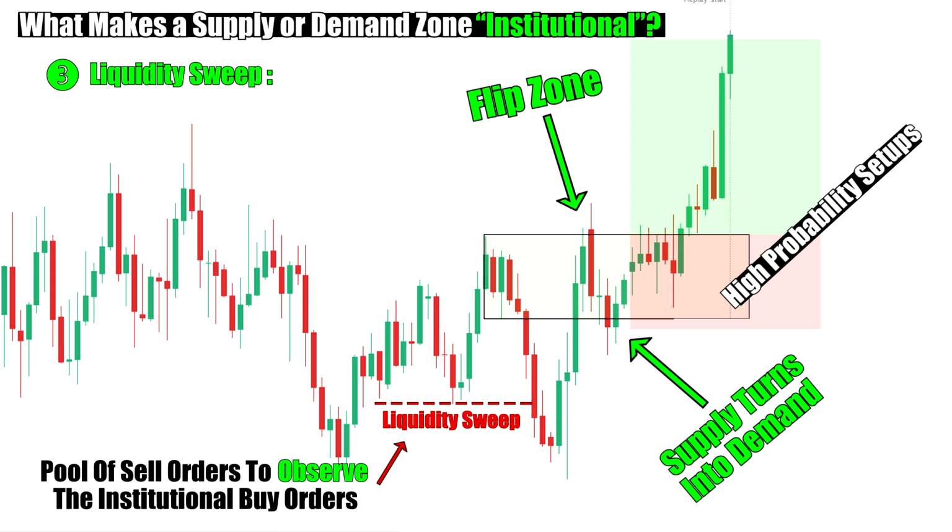And guess where that exists? Below previous lows, where retail stop losses sit, or where breakout traders are trying to short. Institutions take advantage of this by buying into that sell-side liquidity. So when you see a zone formed right after a liquidity sweep, that's a strong sign of institutional activity.